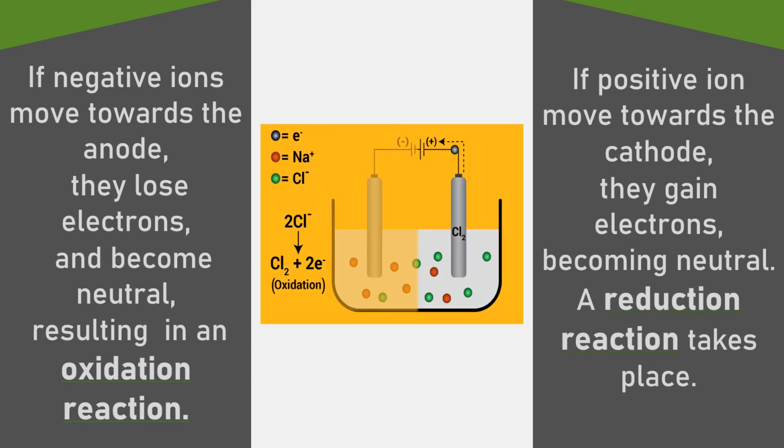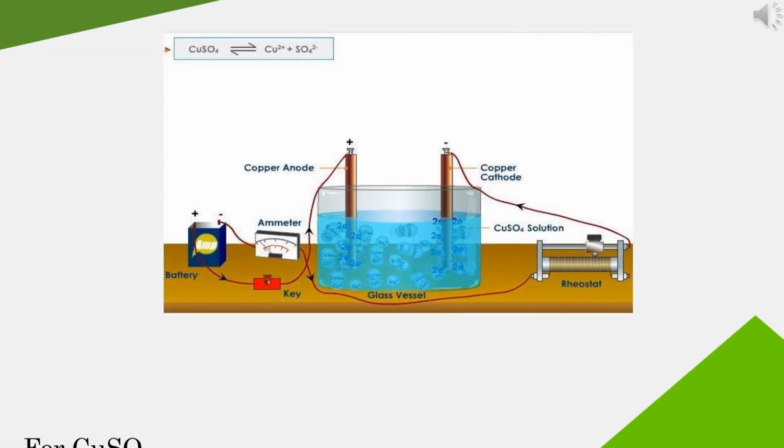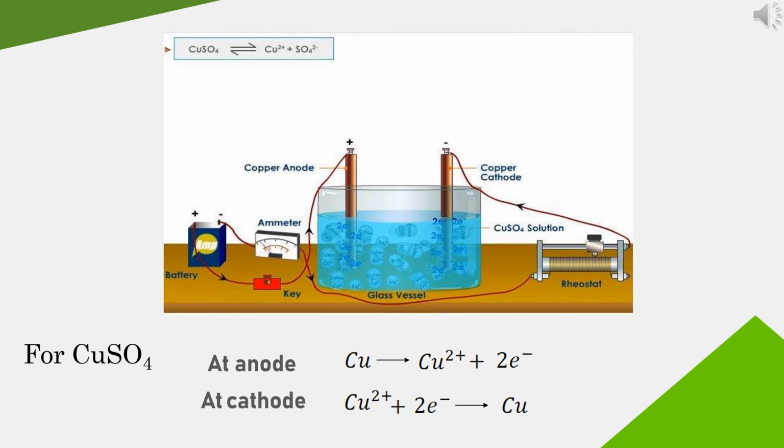If negative ions move towards the anode, they lose electrons and become neutral, resulting in an oxidation reaction. And if positive ions move towards the cathode, they gain electrons, becoming neutral. A reduction reaction takes place. For example, in the electrolysis of a solution of copper sulfate, the anode dissolves and the cathode gains mass as copper is deposited.